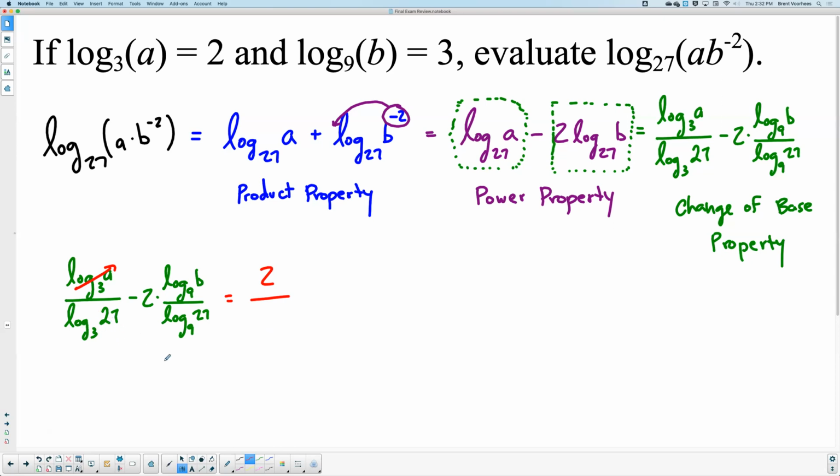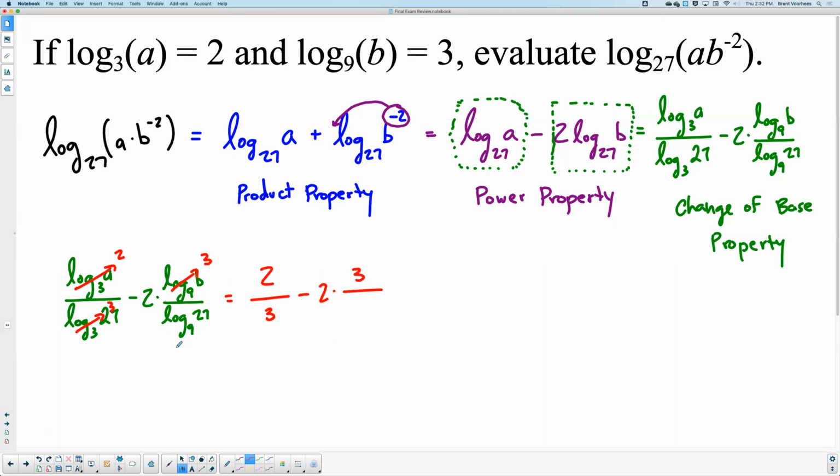And what about log 3 of 27? 3 to what power is 27? Very good. So we are evaluating and substituting here. Substituting and evaluating. Minus 2 times. What about log 9 of B? What was that? That's 3.